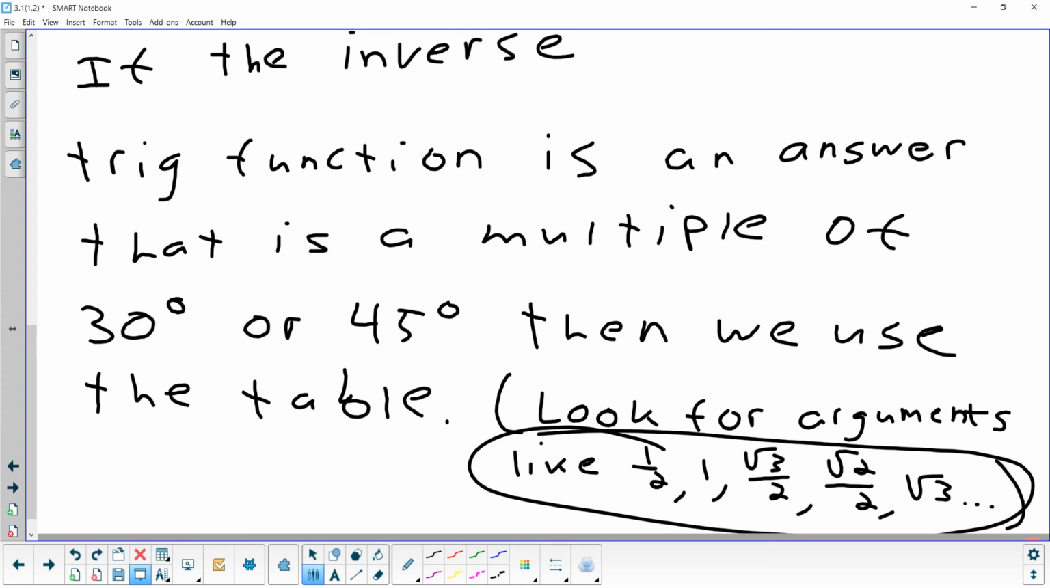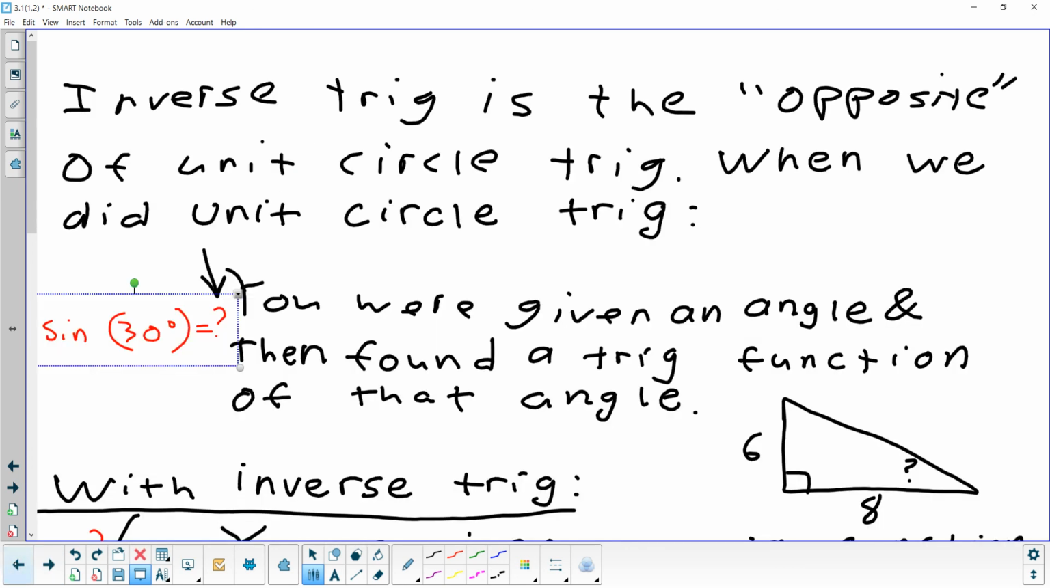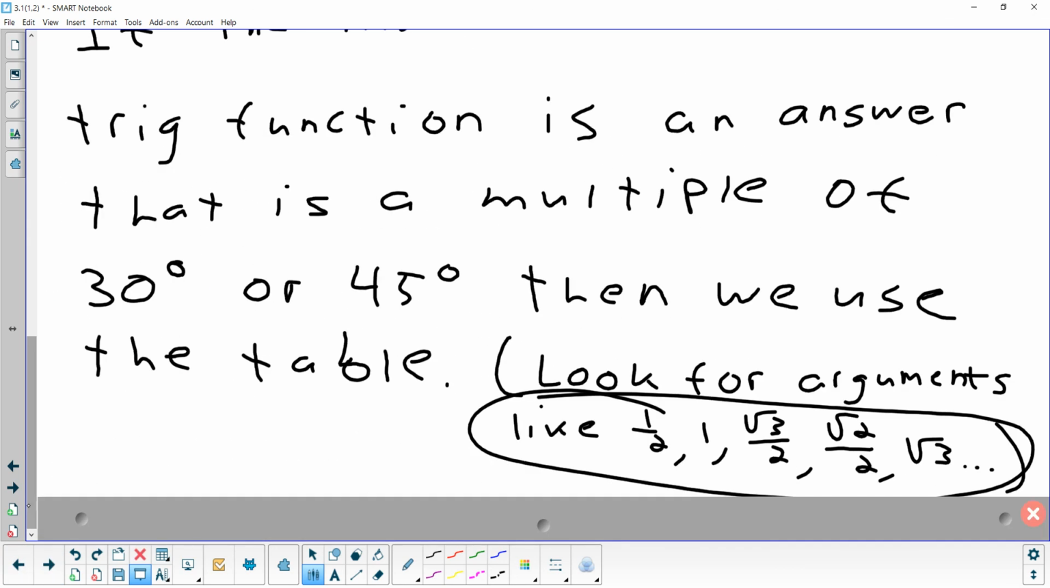Looking at a question like that, we'll come right back to that, that's like saying, all right, if the answer here is a multiple of 30 or 45, it's in the chart. Well, I don't know the answer yet. How do I know if it's in the chart? That's what I'm trying to figure out. Well, look at the number inside the parentheses. If it's a number that's in that circled list, then your answer is a multiple of 30 or 45, or a negative of any number in that list.